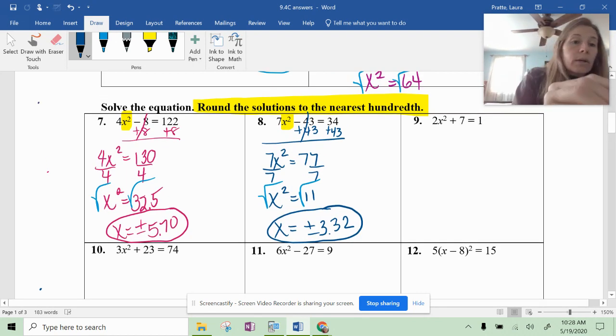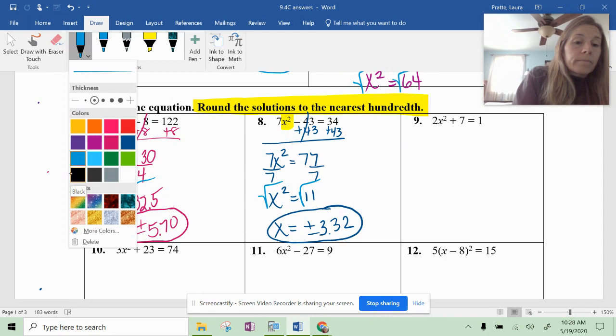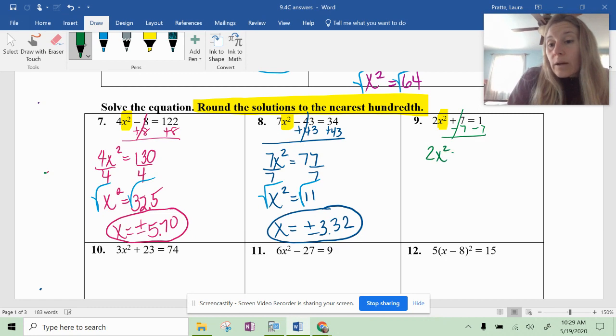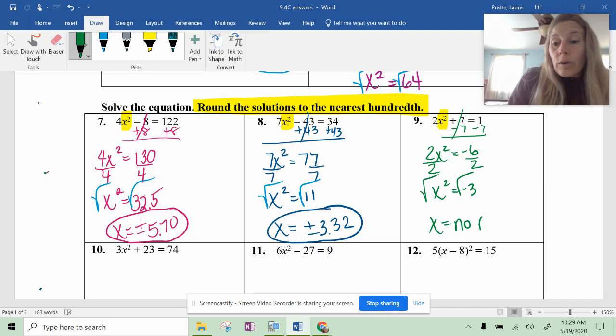All right, number 9. Okay, so again, I have just that one variable there. So I'm going to subtract 7. 2x squared equals negative 6. Divide by 2. X squared equals negative 3. Now, when you go to square root that, you're going to end up with no real solution.